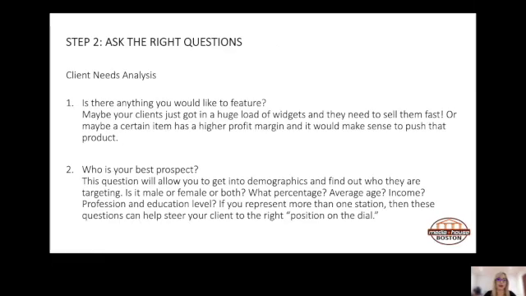You can also ask, who is your best prospect? This question will allow you to get into demographics and find out who they are targeting. Is it a male or a female? Is it both? What percentage? What is the average age of the person that they're targeting? What is their income? What is their profession and education level?